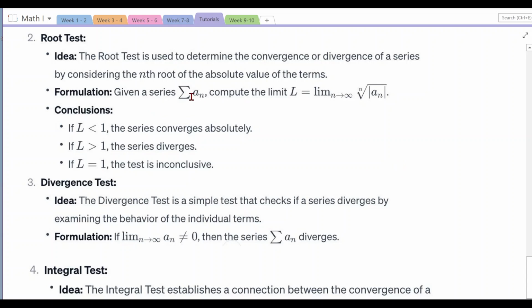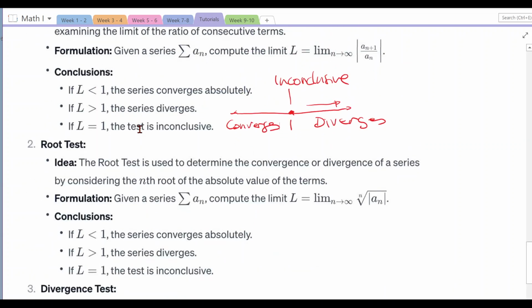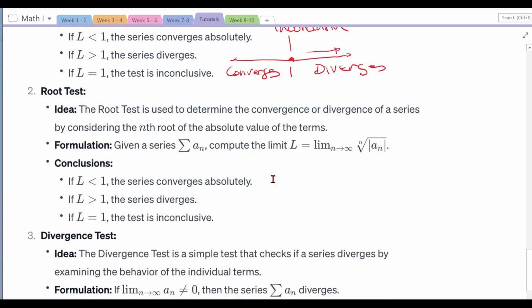So for a series, with summation notation here, indicate a series a sub n. Calculate the limit as n approaches infinity of the nth root of the absolute value of a sub n. If the limit is less than 1, the series converges; greater than 1, the series diverges; equal to 1, the test is inconclusive. Therefore we will need to do other alternative tests. This is very similar to the requirement for the ratio test. Between the root test and the ratio test, the requirement for convergence is exactly the same.